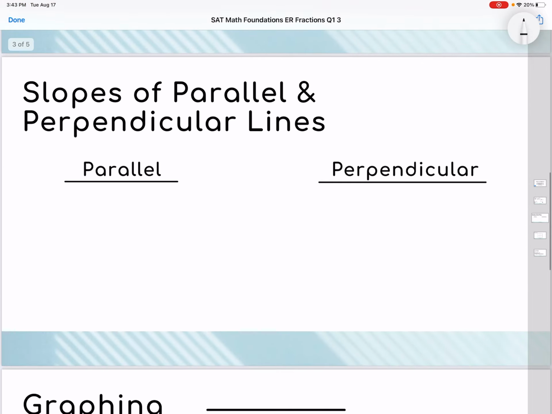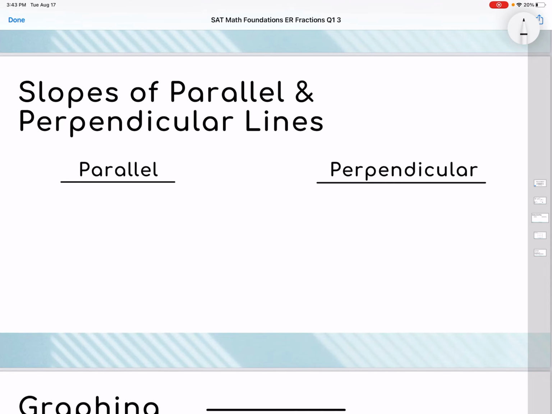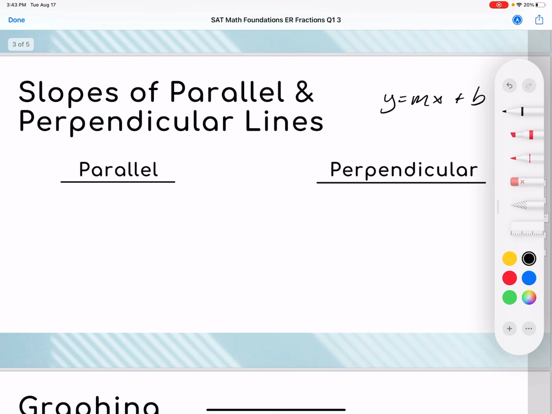Now we're going to take a look at what it means when two lines are parallel or perpendicular. Well, I guess they can't be both, one or the other, right? When a line is parallel with another line and when it's perpendicular with another line, what does that mean for our slope? And again, in that form of y equals mx plus b. If two lines are parallel, they will actually have the same slope.